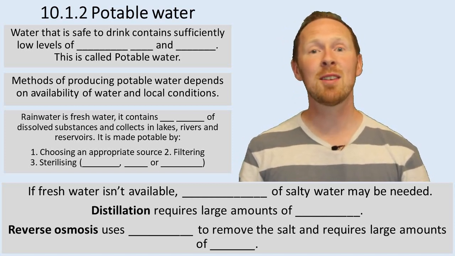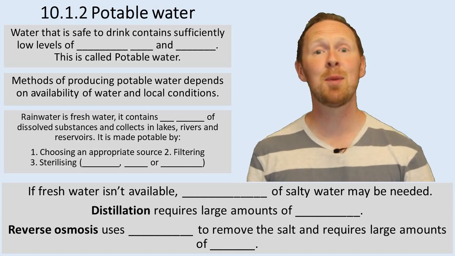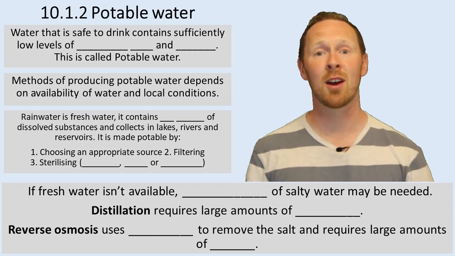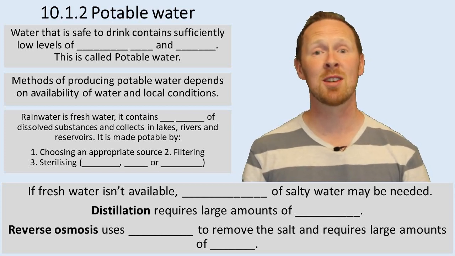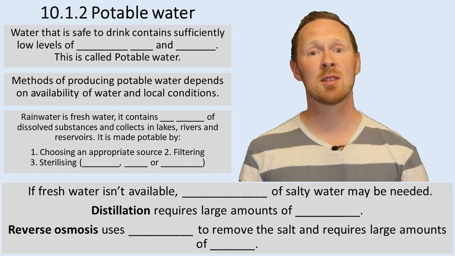So filtering and sterilising is your cheapest way of producing potable water, but desalination of salty water by distillation or reverse osmosis will produce pure water that's safe to drink too.